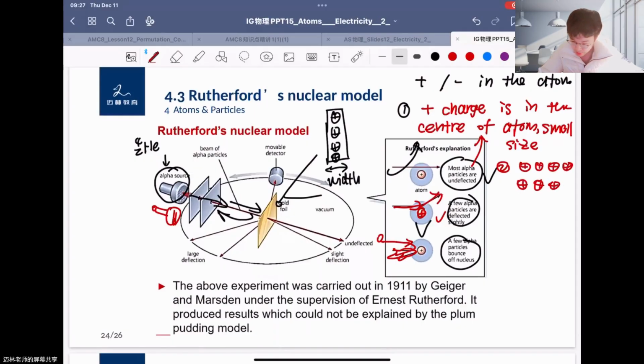Okay, so we can start with each atom. They have a little bit of distance between each other, and the center is very small compared with their distance and their size. Okay, this way we can say this is the second result.